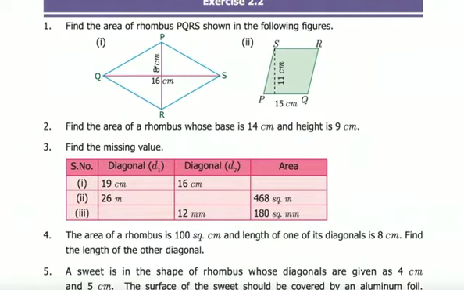This area how much? 4 16 4 64, 64 cm square, right? Of d1 into d2. What about this? 15 into 11? Okay, 165 cm square.